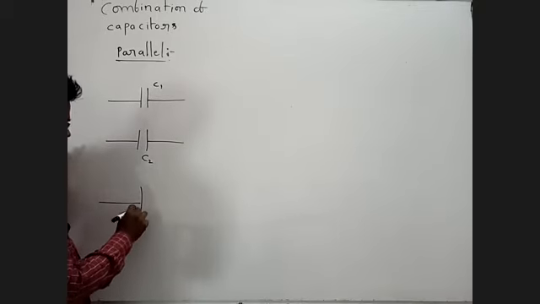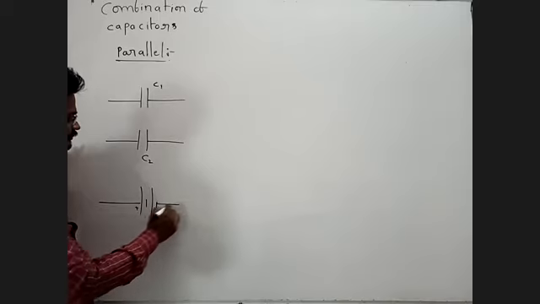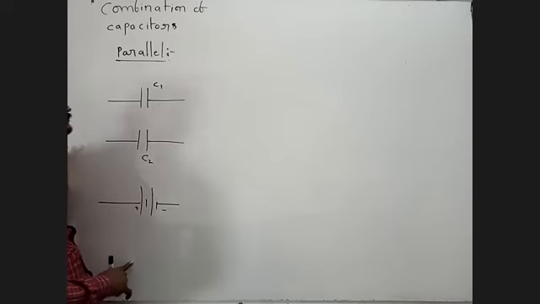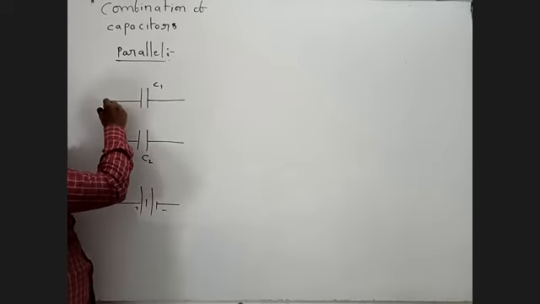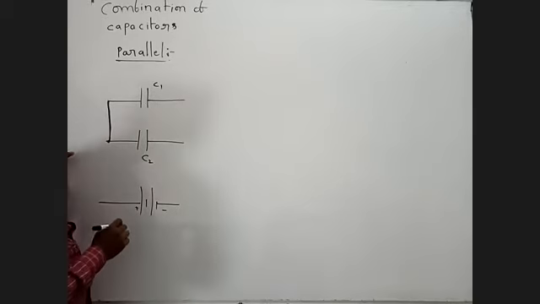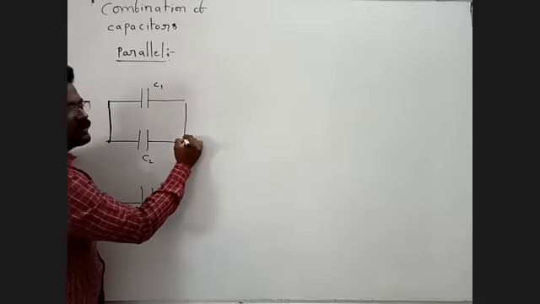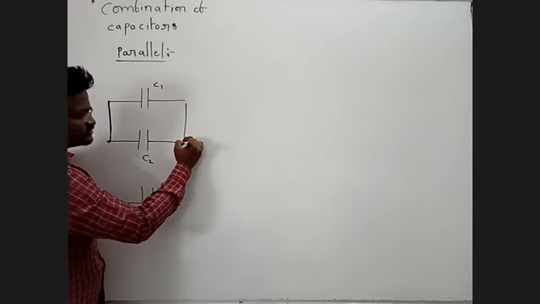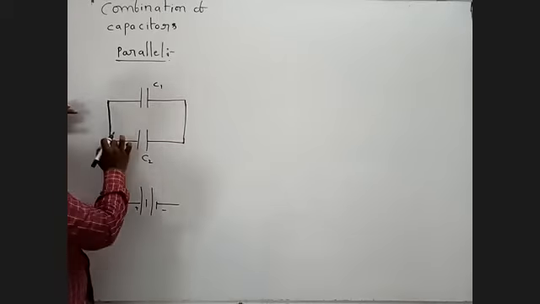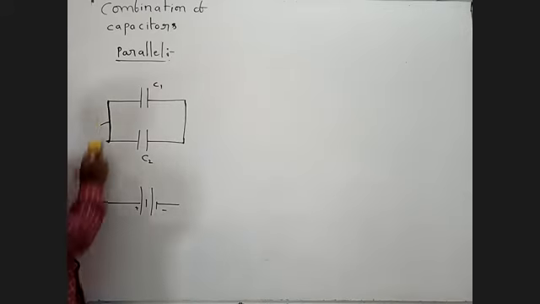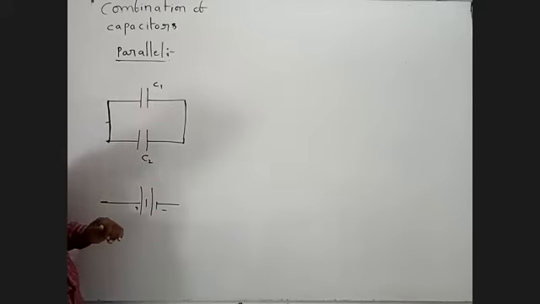This is a battery. A connecting wire is joined to the ends of the capacitors. One more connecting wire is joined to these two wires. This is connected to the positive terminal of the battery.